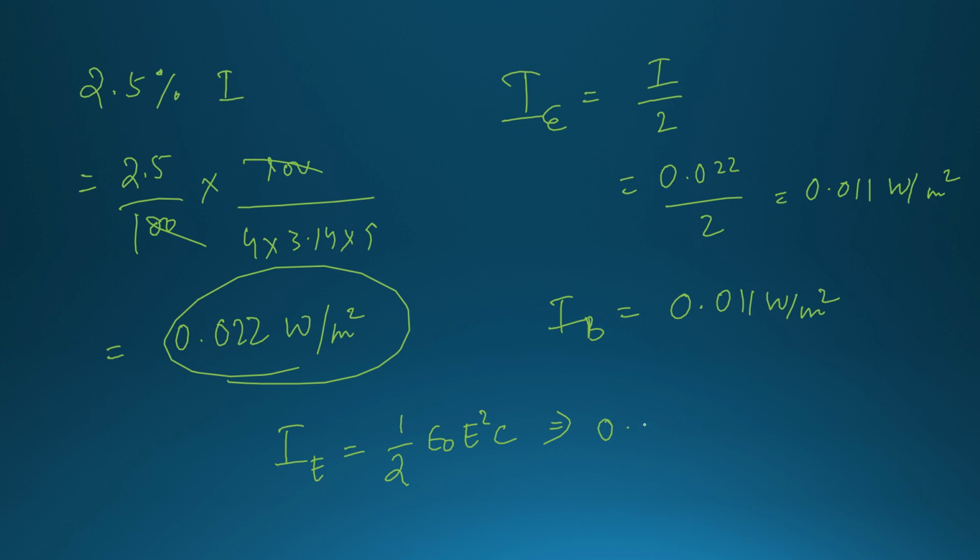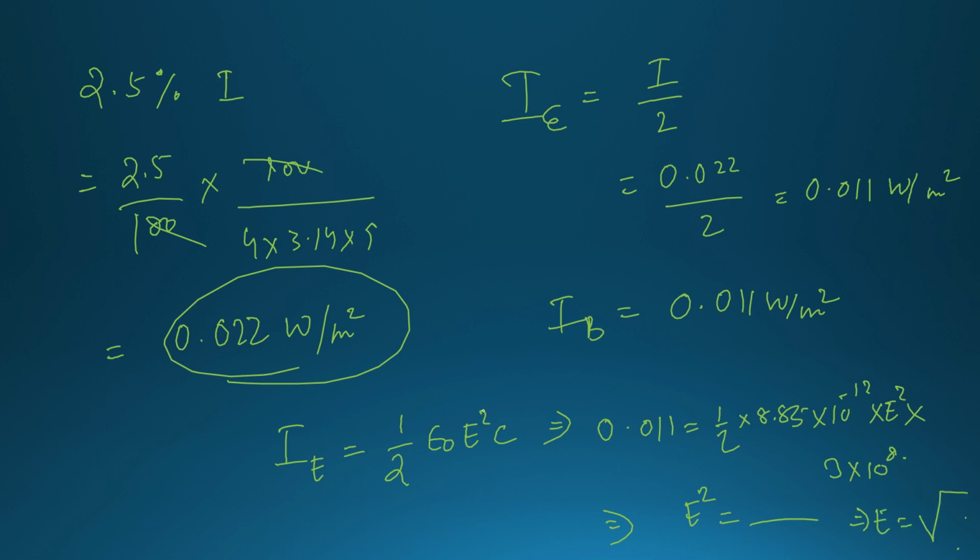So just put it. I_E is 0.011, equal to half epsilon naught, value 8.85 into 10 to the power minus 12, E square into C, which is 3 into 10 to the power 8. So if you calculate all of this, you will get the value of E square, and if you take the root, you will get the value of E.